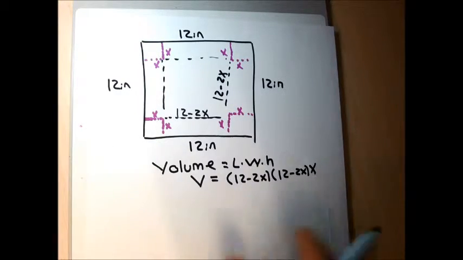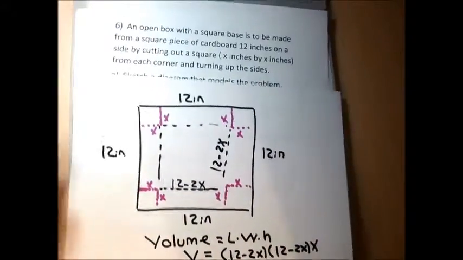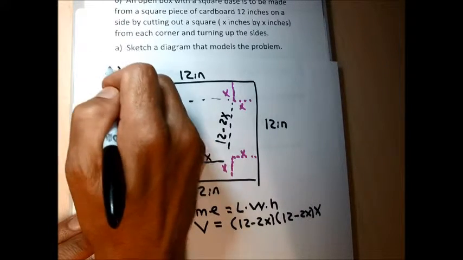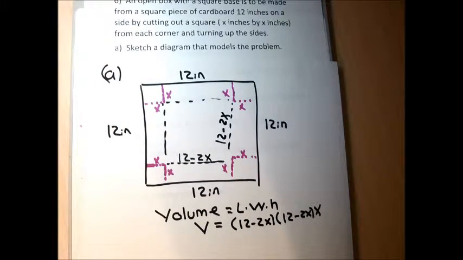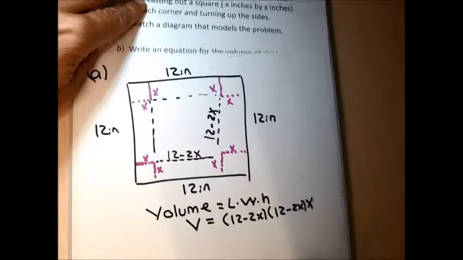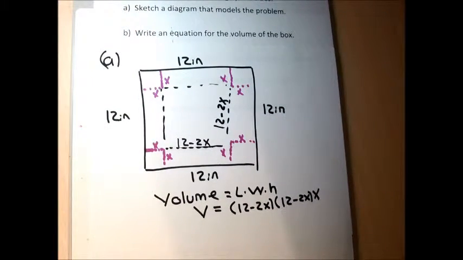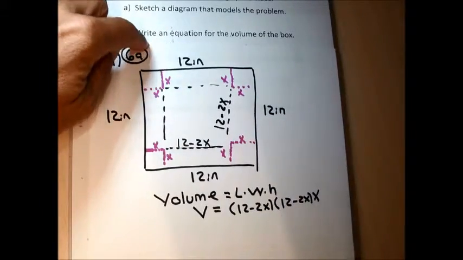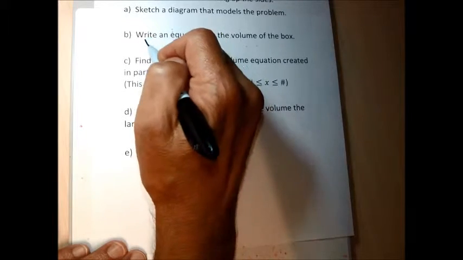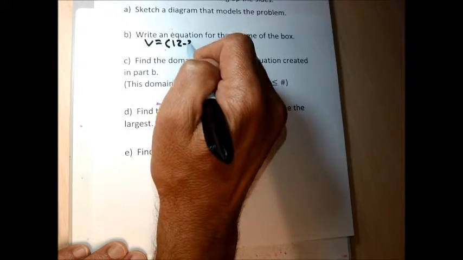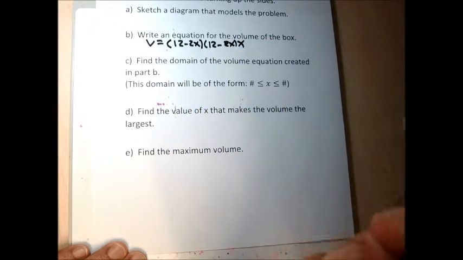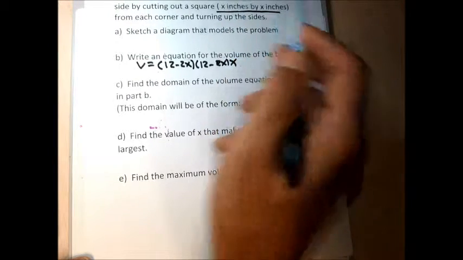So all I've done so far is sketch a diagram that models the problem. This is part A. And because I know we're going to worry about the volume, I'm stepping into part B, write an equation for the volume. So this is my diagram. That's my answer to 6A. When I move down to 6B, well, I already kind of started doing that. My volume is 12 minus 2x times 12 minus 2x times x, where x is the length of the cut in inches that I make.